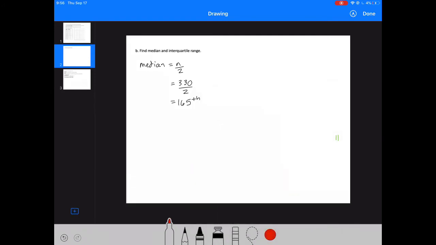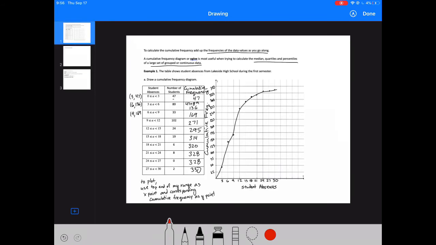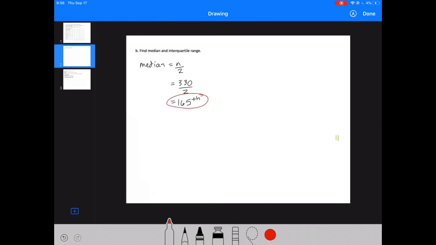If I circle that in red here, I'm going to go back to our graph. I am going to go over to 165, which should probably be about here. And then I'm going to go down like this. I'll just label this here. This is our Q2. So then our median value would be approximately 9.